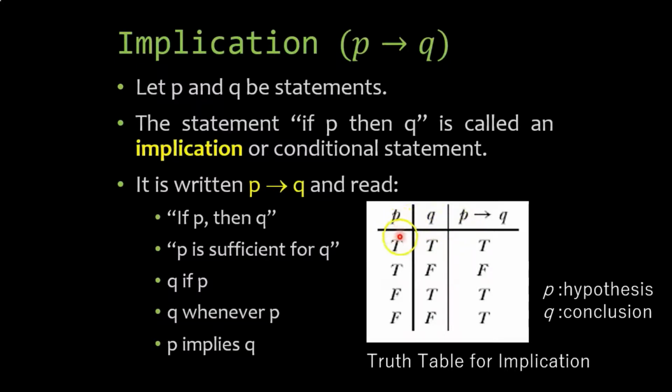If P is true and Q is true, then if P then Q is true. However, if P is true and Q is false, if P then Q is false. And then if P is false and Q is true, then if P then Q is true. And lastly, if P is false and Q is false, if P then Q is true. So for this one, we just focus on the last, which is Q, the conclusion. The result will follow the conclusion, except that if P is true and Q is false, then the implication is false.